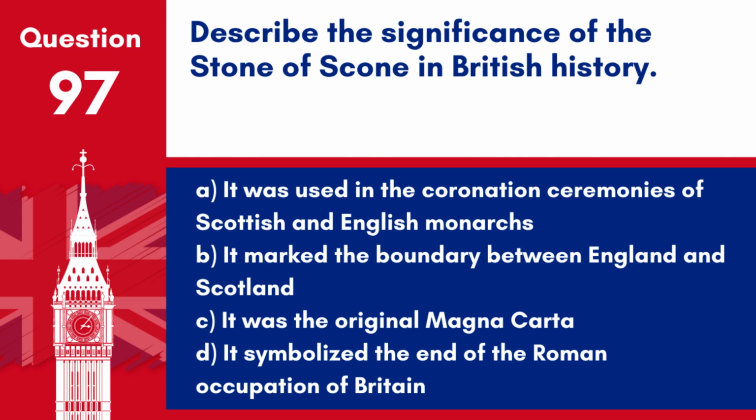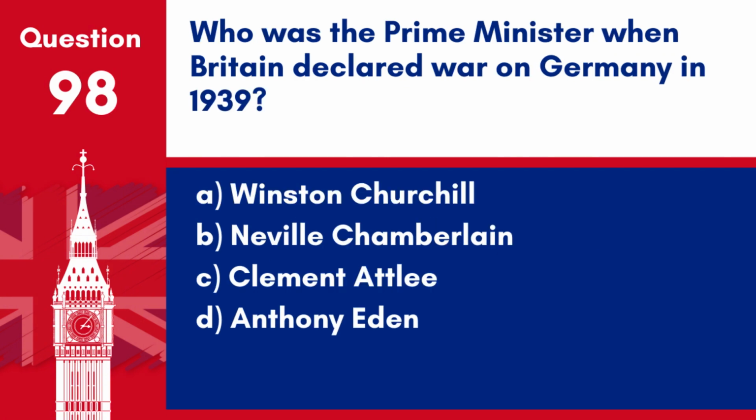Answer A. It was used in the coronation ceremonies of Scottish and English monarchs. The Stone of Scone, also known as the Stone of Destiny, has been an important symbol of Scottish and then British monarchy. Question 98. Who was the Prime Minister when Britain declared war on Germany in 1939?